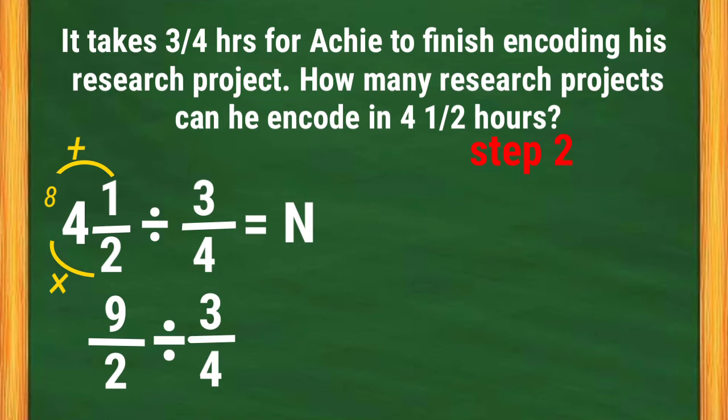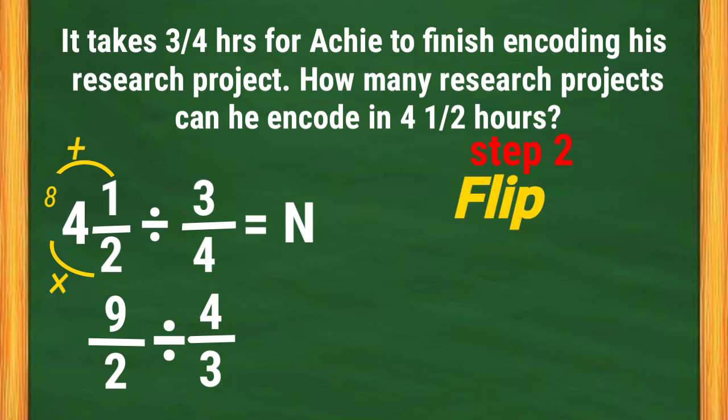Step number 2, flip. Get the reciprocal of the divisor and change the operation into multiplication. So 9 halves divided by 3/4. Which is the divisor? The divisor here is 3/4. So what are you going to do? You have to flip. You are going to interchange the numerator and the denominator. So 3 over 4 will become 4 over 3, which is simply called the reciprocal.